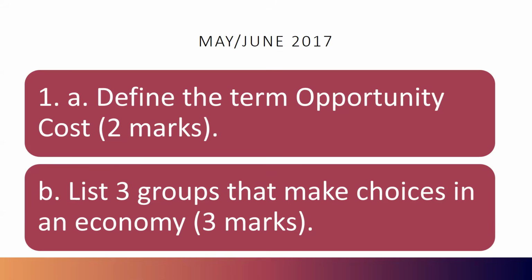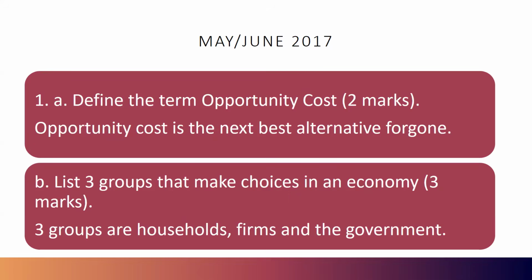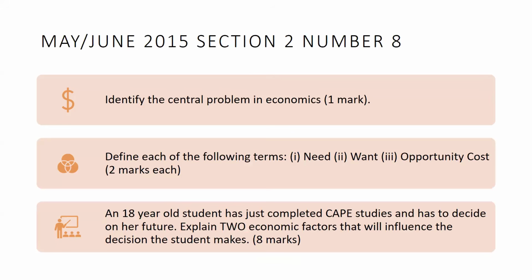And what are the three groups that make choices? Households, firms, and governments. Thank you. What is the central problem in economics again? Scarcity. All right.